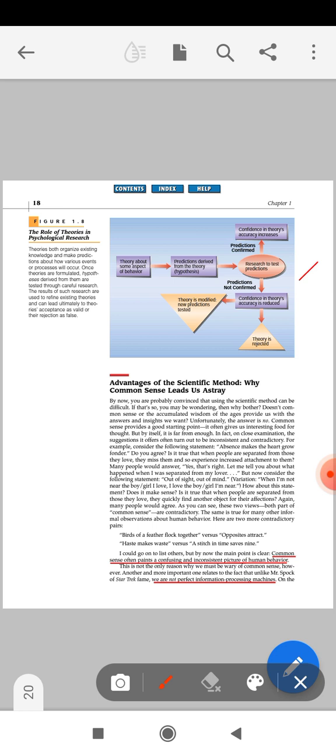One of the most important things which Byron has given is the difference between common sense and scientific psychology, because there are many people who don't accept psychology in their real life. So to open their eyes, he has given this example. For example, there are some sentences which are based on common sense.